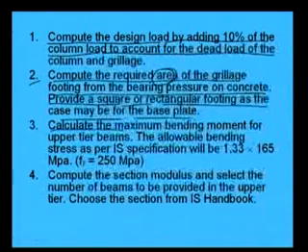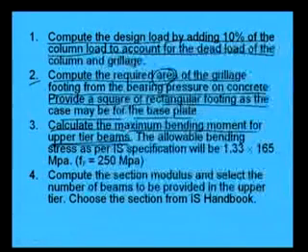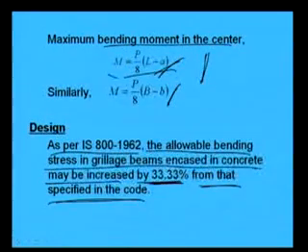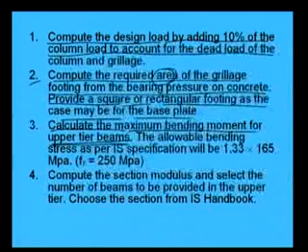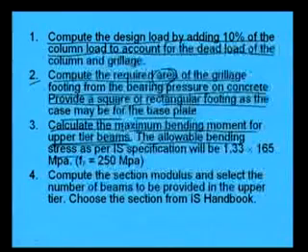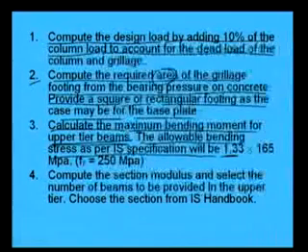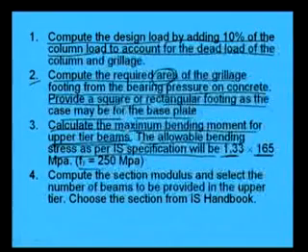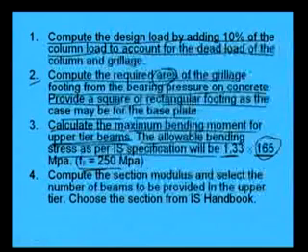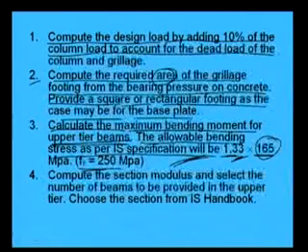Calculate the maximum bending moment for upper tier beams. How much? That is P by 8 into L minus A. The allowable bending stress as per IS specification will be 1.33 into 165 for Fy 250, because allowable bending stress we know is 165, and as per the code provision we will increase it by 33%. So, we will calculate the maximum bending moment and then find out the section modulus.